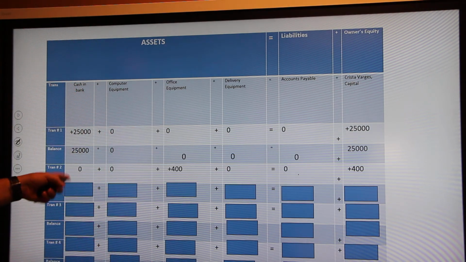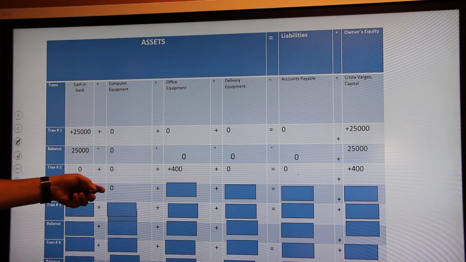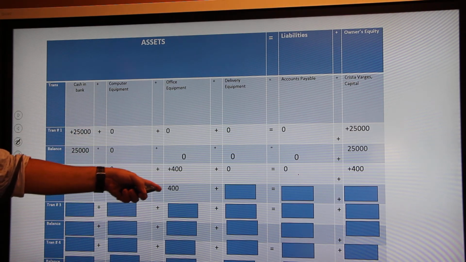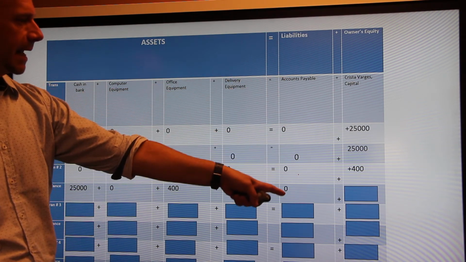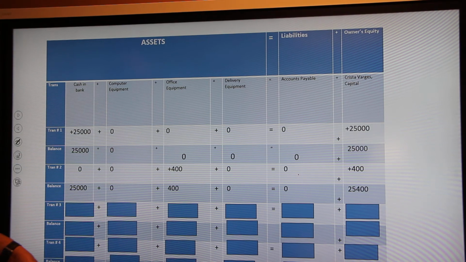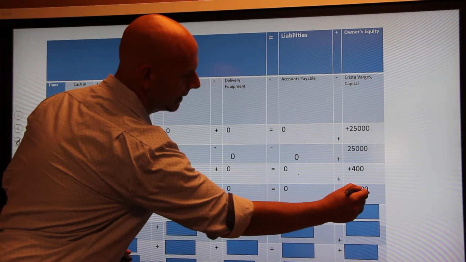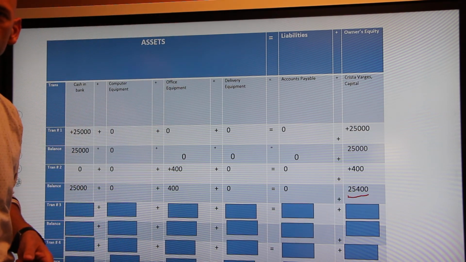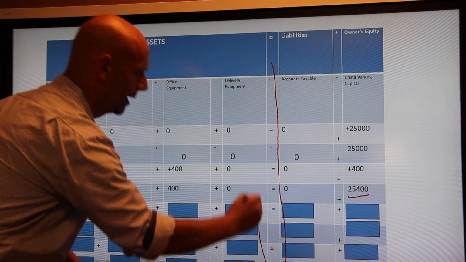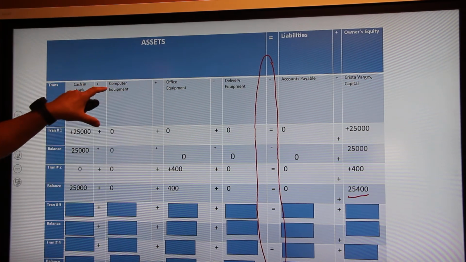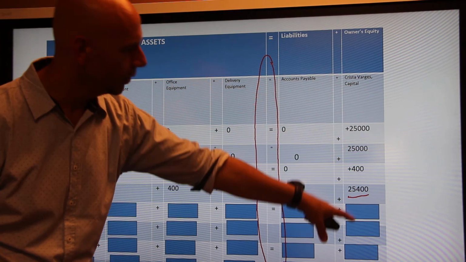So let's bring down the balances. 25,000 still stays, 0. 400 comes down, delivery equipment 0, accounts payable 0, capital. So now look, in this case, because our capital increased, we now have a new balance. The new balance in capital is 25,400. But let's look, remember here is the equal sign, okay? So our assets have to equal liabilities, the money we owe, plus the owner's equity.